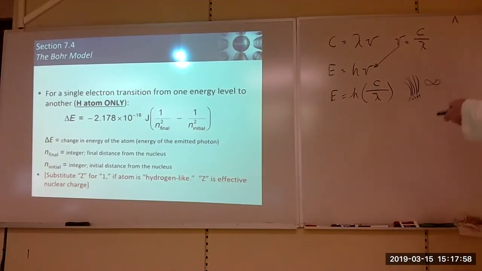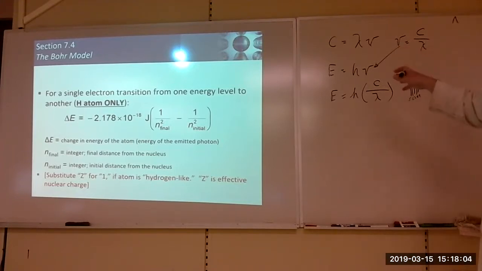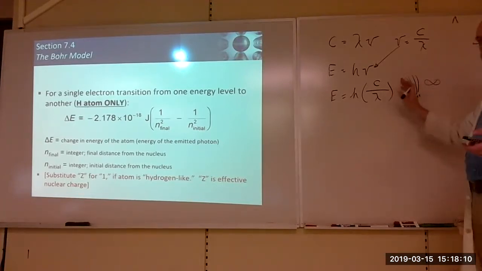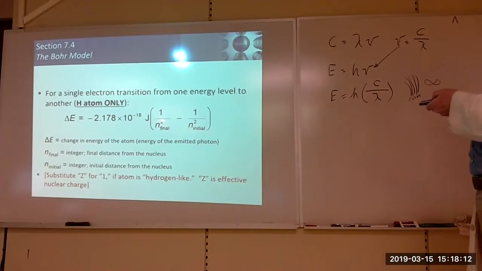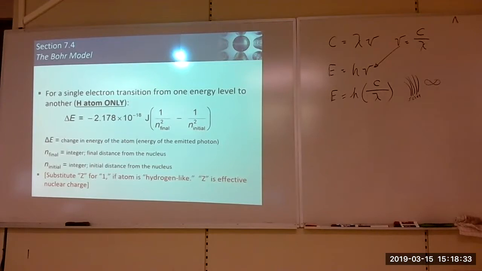In some calculations, you use infinity, right? So if it's an ionized hydrogen atom, and that electron is coming from infinity to level one, then the final position would be 1 here, minus 1 divided by infinity. So what's 1 divided by infinity? 0. Right? Remember from math, you divide anything by infinity, you get 0. Or vice versa, any number divided by 0 is infinity. So that term drops out.